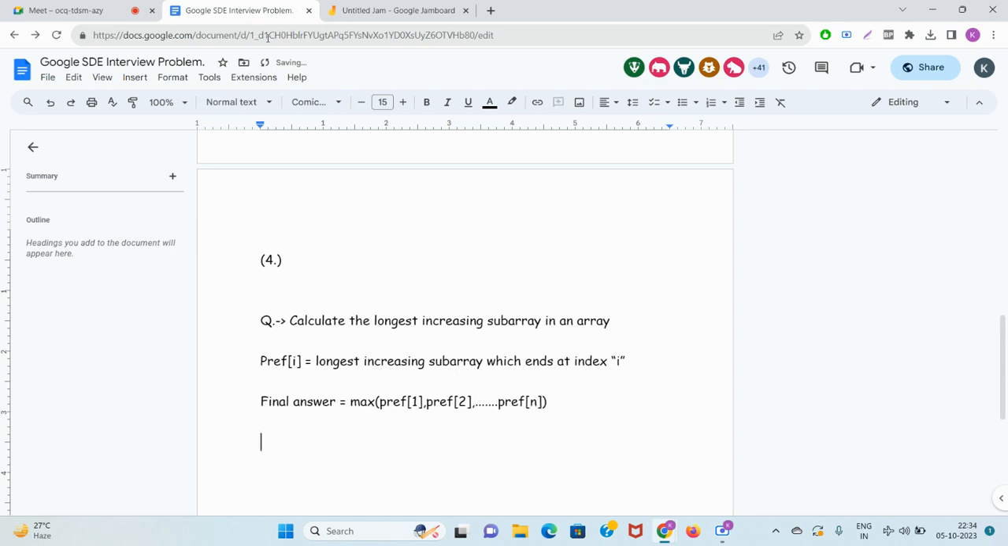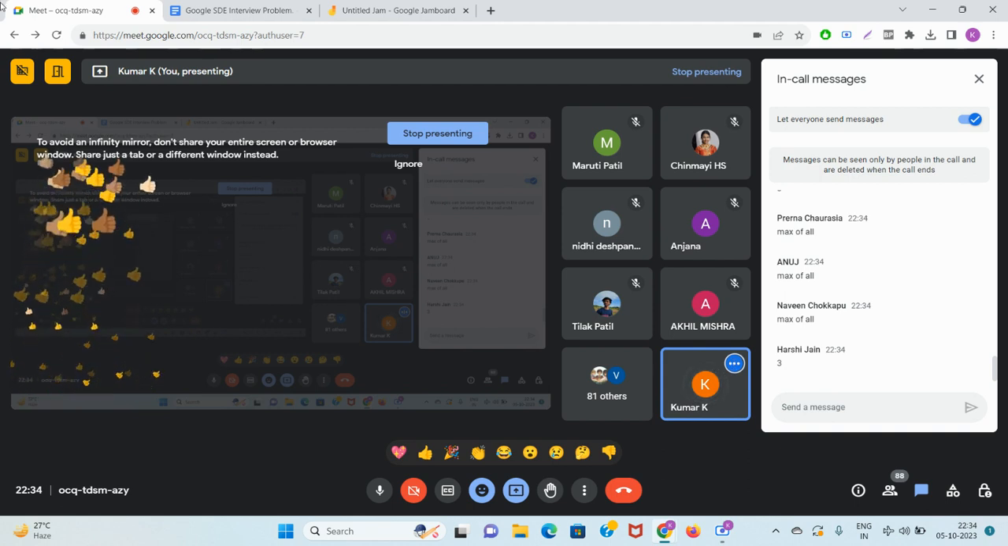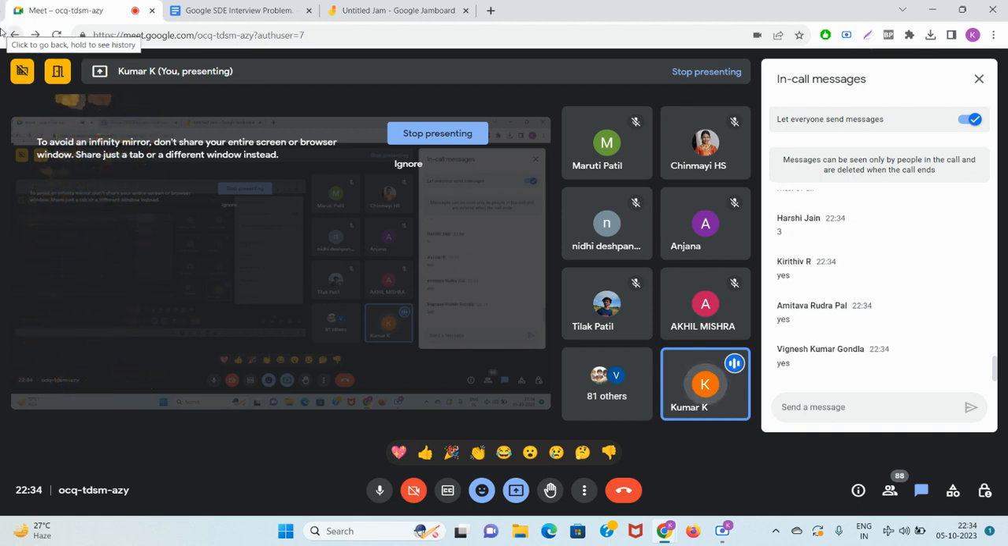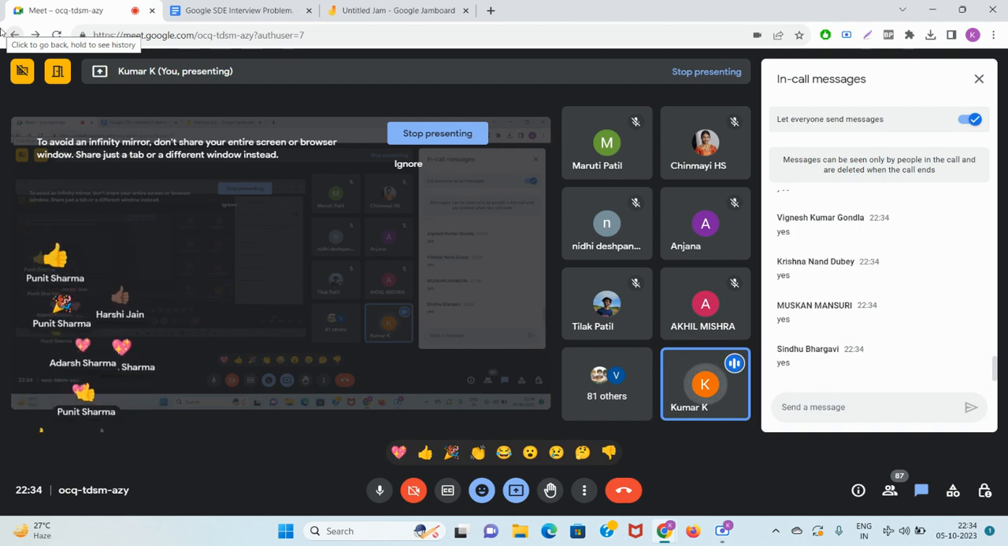Great, nice, loved it. Guys, every one of you is able to calculate the longest increasing subarray in an array. Everyone start writing yes in the chat. Does anyone have any doubt in this simple concept? Anyone has any doubt? No doubt?